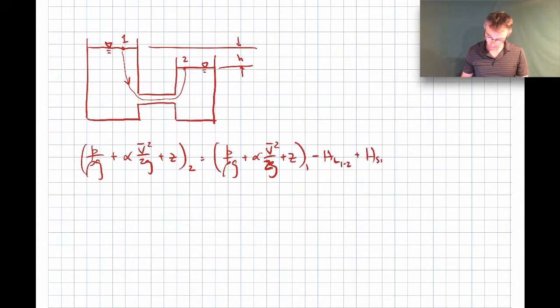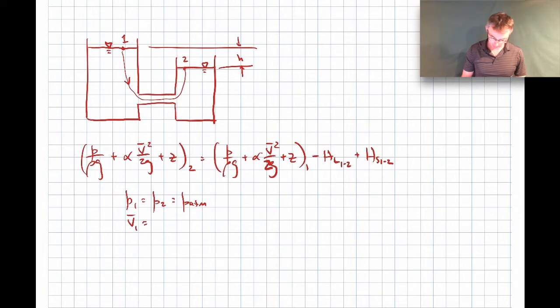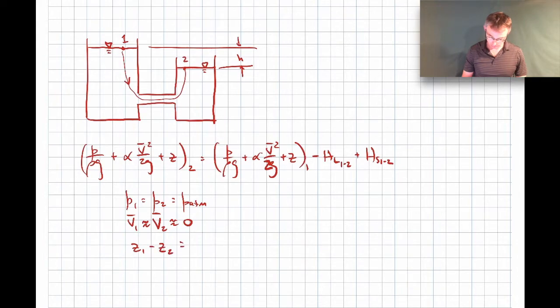Okay, so here's our extended Bernoulli equation. Let me go ahead and start filling out some terms here. Since we're on the free surface at point 1 and point 2, those will both be at atmospheric pressure, so P1 and P2 are the same. Also, since those are free surfaces and the tanks we're assuming are very large, the average velocity at 1 and the average velocity at 2 are both pretty close to 0. They're not exactly 0, but they're awfully small, so we can neglect any kinetic energy contribution due to those. We also know that Z1 minus Z2 is going to be equal to little h. That's our elevation head difference.